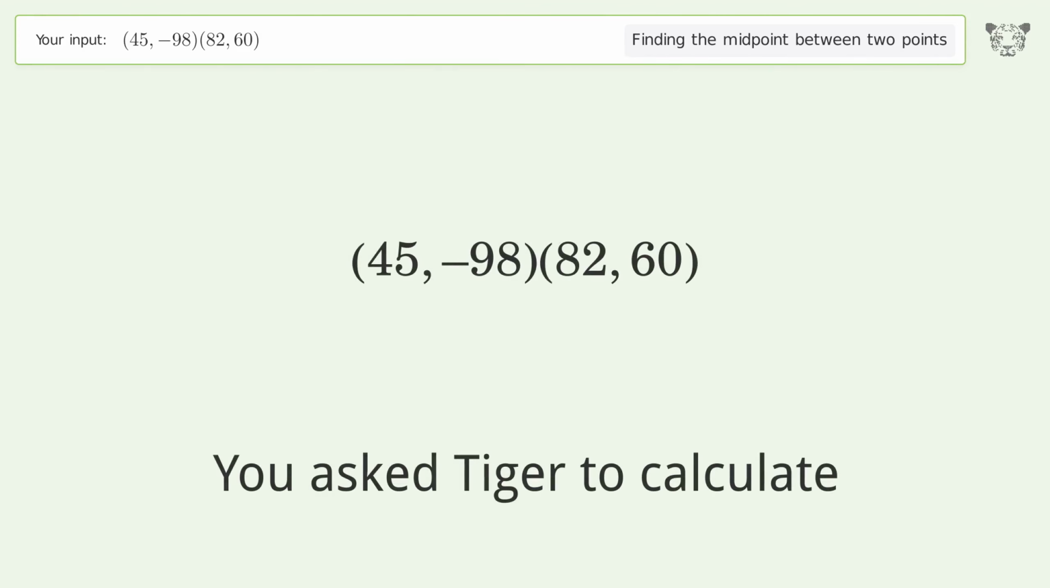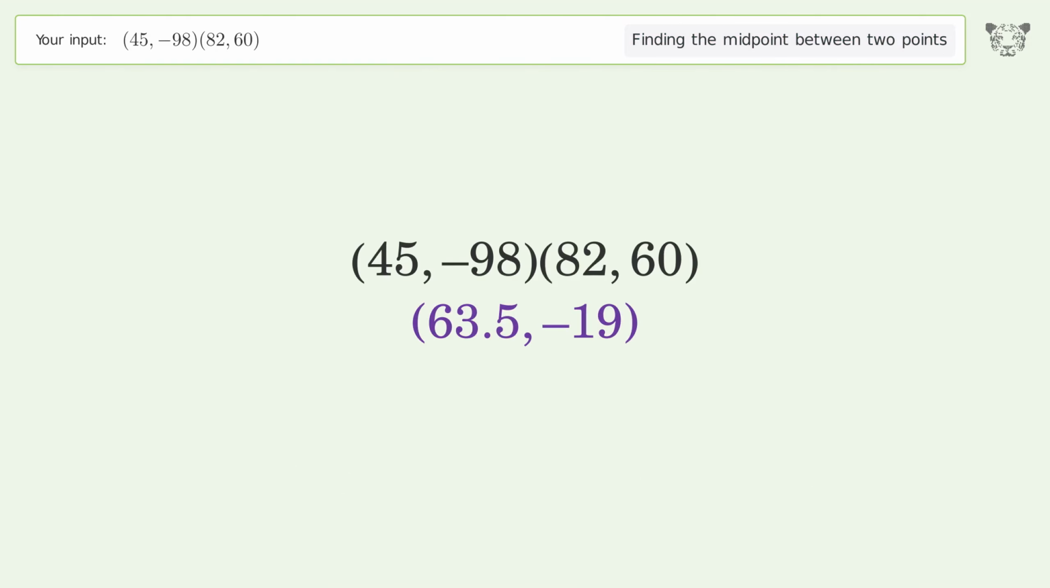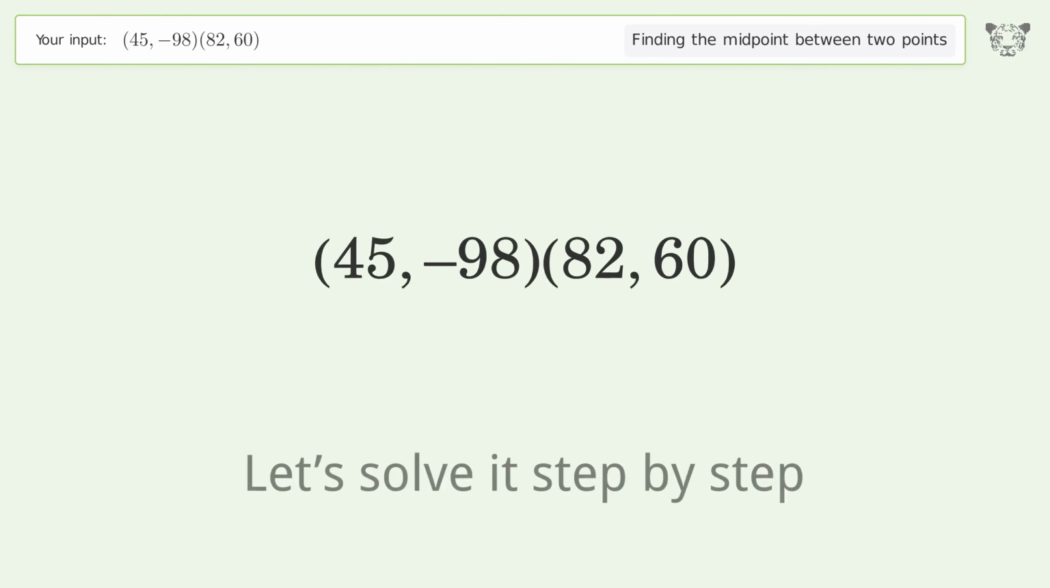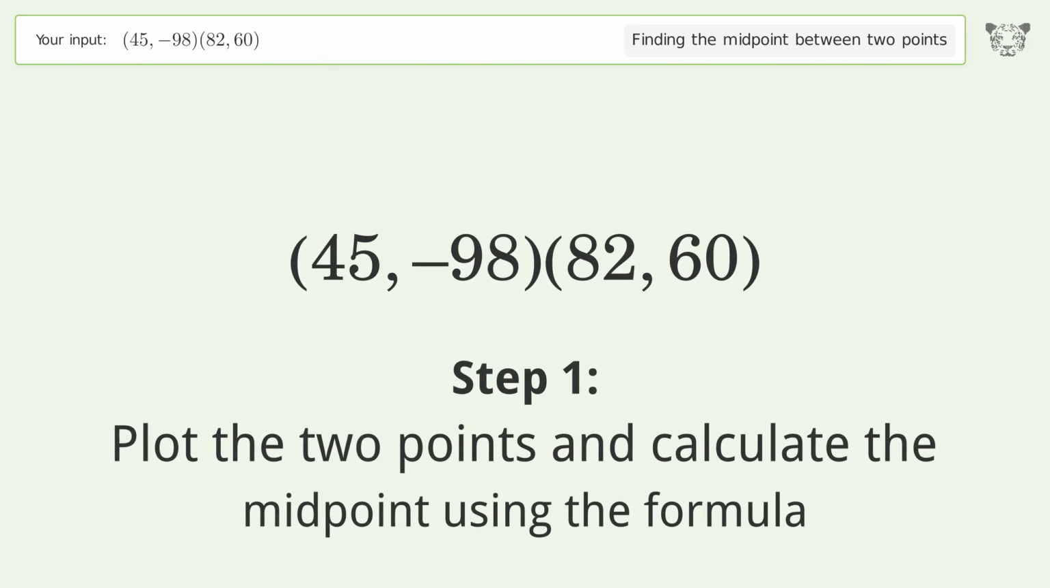You ask Tiger to calculate. This deals with finding the midpoint between 2 points. The midpoint between the 2 points is 63.5, -19. Let's solve it step by step. Plot the 2 points and calculate the midpoint using the formula.